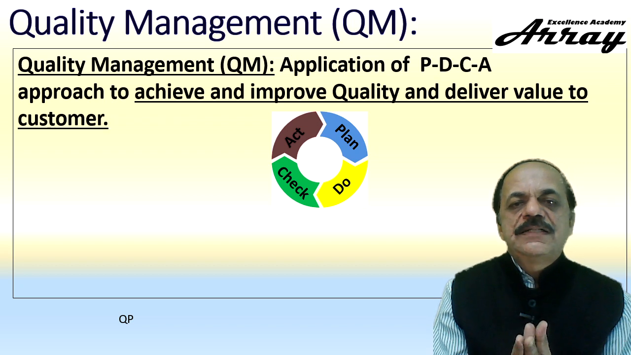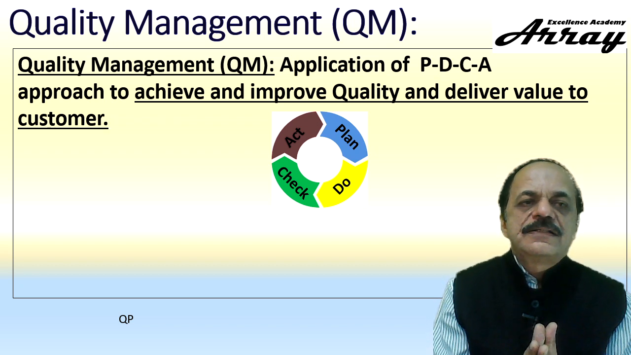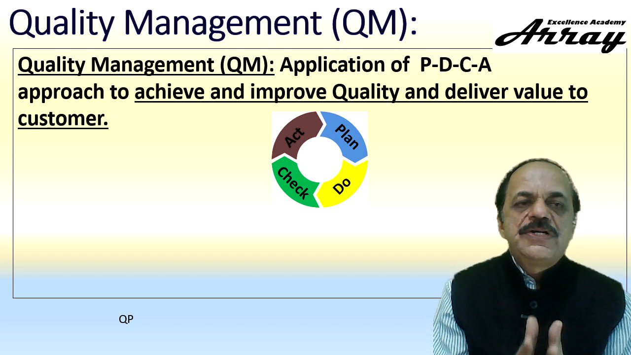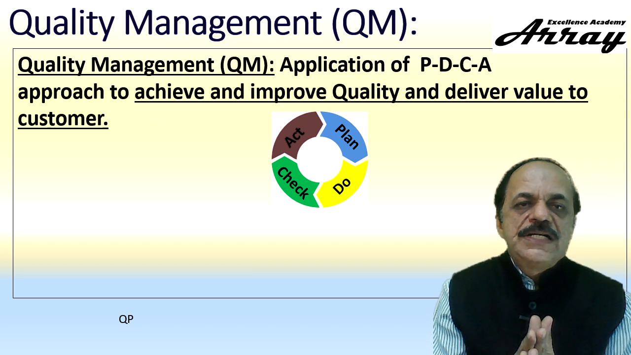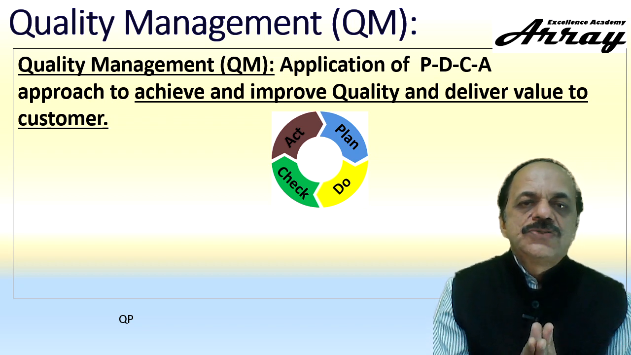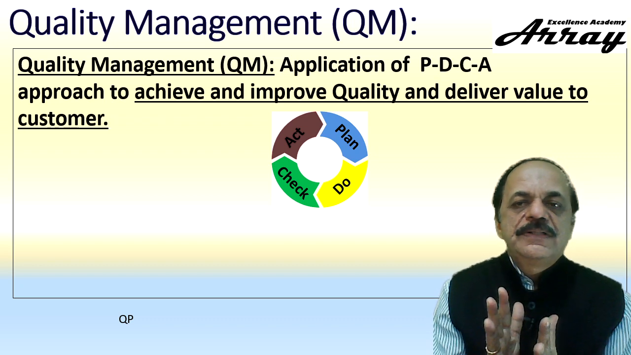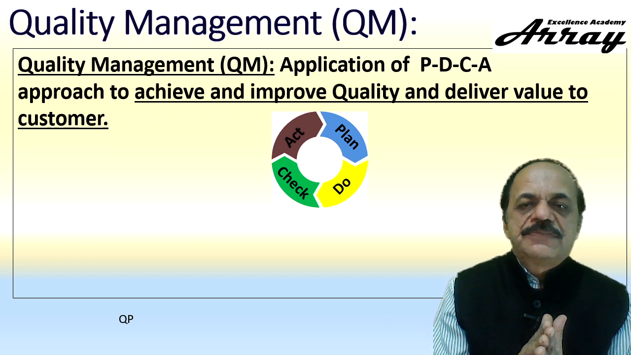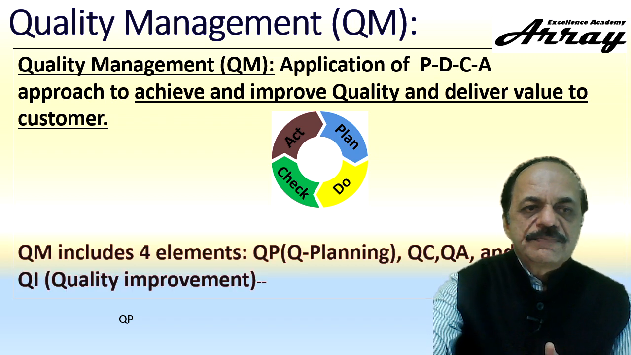Achieve and improve quality, I think, is easy to understand. Deliver value means ensure always that money's worth is being given to the customer. Then only they will come back to you. You can have customer loyalty and you can grow in business. So application of PDCA approach to achieve and improve quality and deliver value to the customer, money's worth to the customer, is quality management.